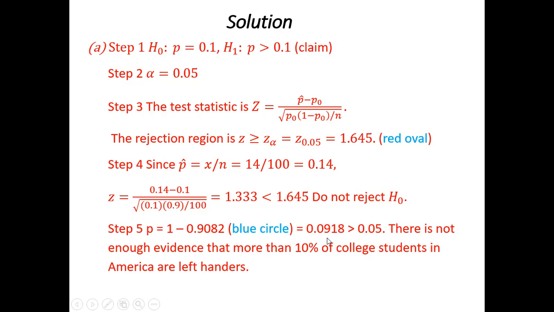We observe that the p-value is greater than alpha. Right, alpha is 0.05. So that just confirms we made the right decision here. Do not reject the null. And as a summary statement, in the context of the problem, we could say there's not enough evidence that more than 10% of college students in America are left-handed.